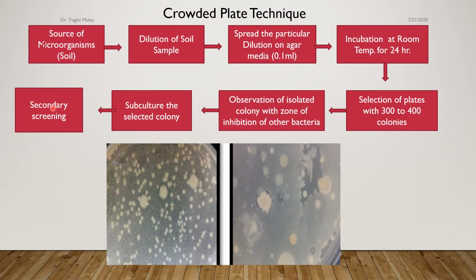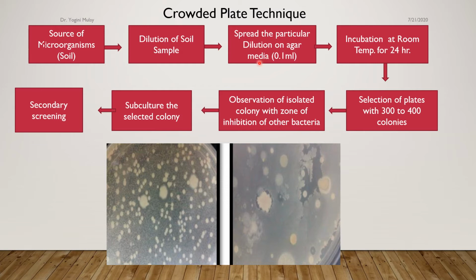Now we will talk about primary screening of organisms which are capable of producing antibiotics. Here, of course, we have a number of options to select as a source. We are going to consider soil as a source of microorganism for primary screening of organisms capable of producing antibiotic. Do the proper dilution of the soil sample. Select the particular dilution of soil and spread it on the agar media.